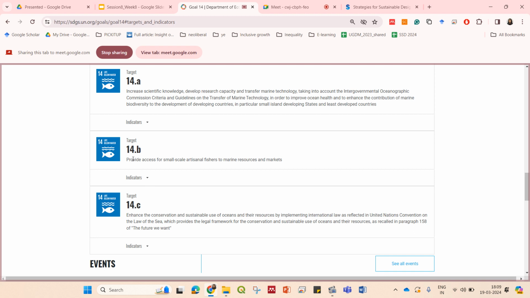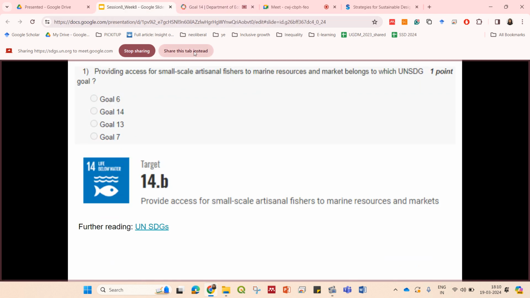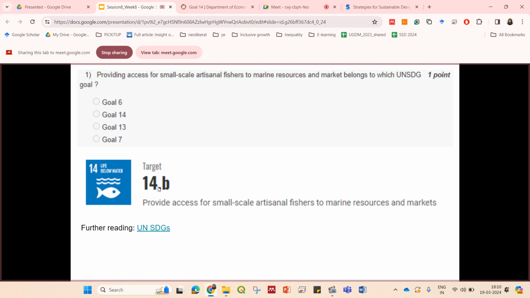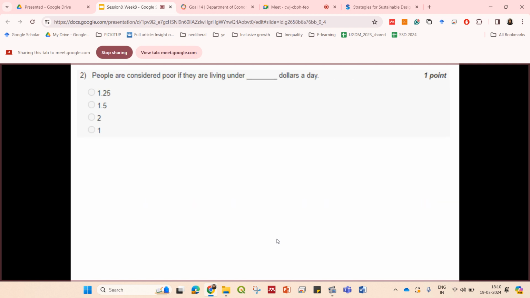So you can see that target 14.b, which is providing access for small scale artisanal fisheries to marine resources and markets, is a part of SDG 14, which is life below water. So I think it's clear that this particular target belongs to SDG 14. Moving to the next question.